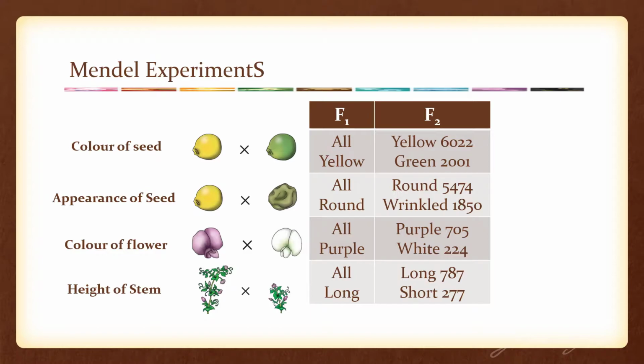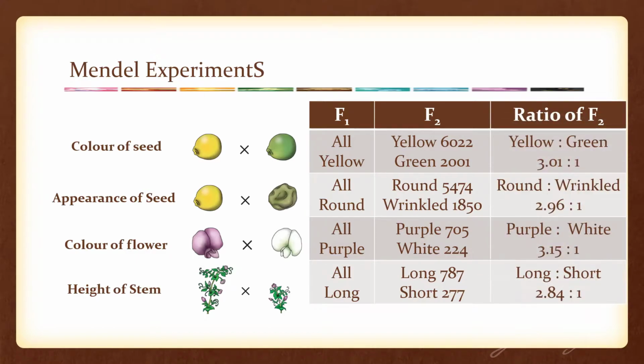If we look at the ratio of the F2 generation, we can see something very interesting. If you look closely, the ratio of the dominant trait to the recessive trait is somewhat close to 3:1. And he did not just perform his experiment on these four traits, but on a lot more. In all of his experiments, the F2 generation ratio of dominant to recessive is very close to 3:1. Why is this the case?